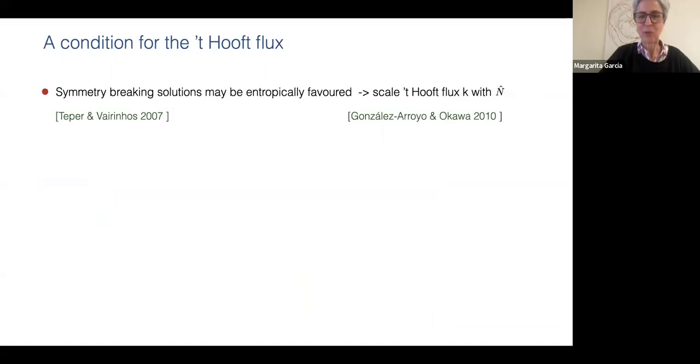So what do we have to do to select the twist flux to avoid the problems? I'm going to go into a little bit of detail through this story. The first thing that was seen by Mike Teper and Vairinhos already in 2007 is that there are some symmetry breaking solutions, for instance, taking all links to identity, which is a configuration that breaks the symmetry. They have higher action than the twist matrices, but they may be entropically favored. And in weak coupling, sometimes they are, okay?